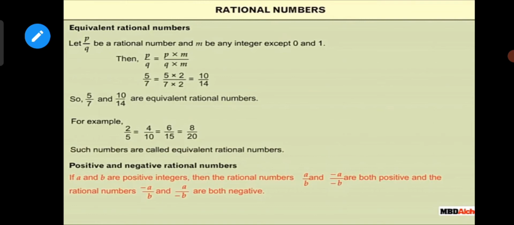Similarly, you can see one more example, 2 upon 5. If we multiply 2 upon 5 by 2, we get 4 upon 10. If we multiply by 3, we get 6 upon 15. If we multiply by 4, we get 8 upon 20. All these numbers are equivalent rational numbers, because if we bring them into lowest form, we will get the original 2 upon 5 only. That's why equivalent rational numbers are rational numbers which have the same value.